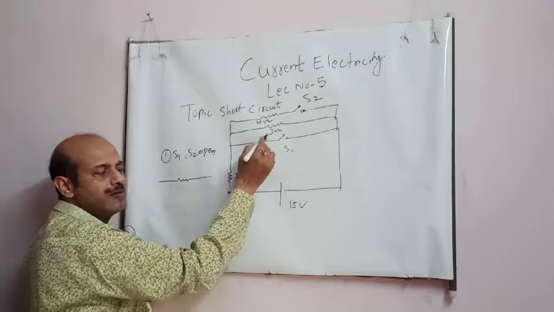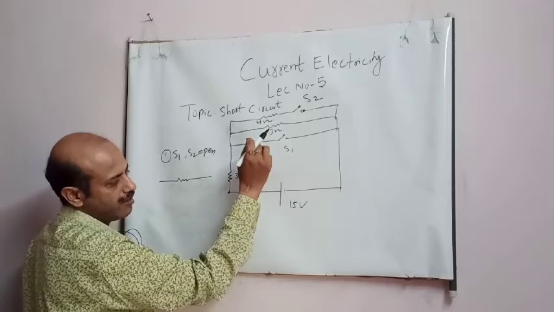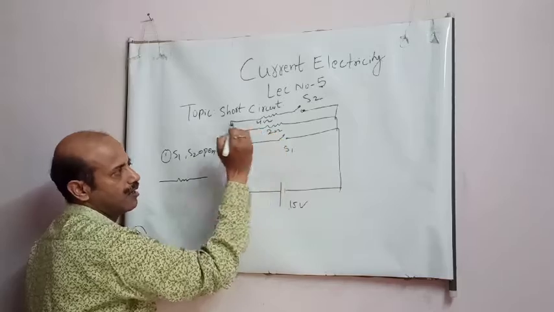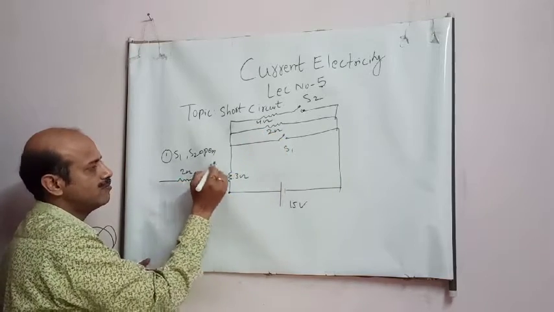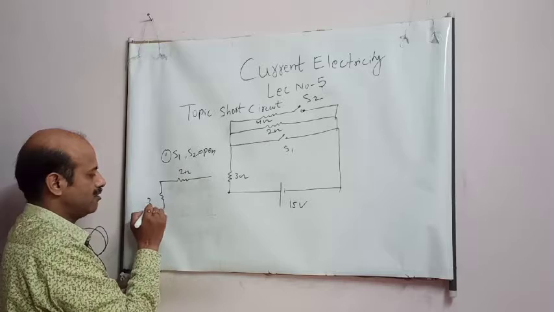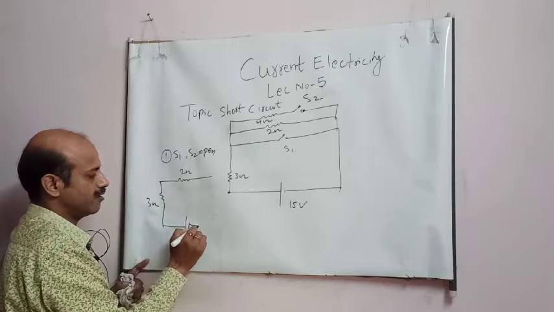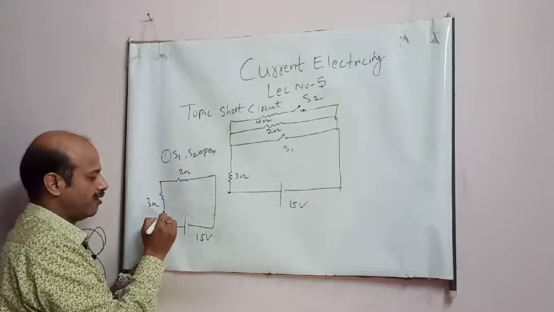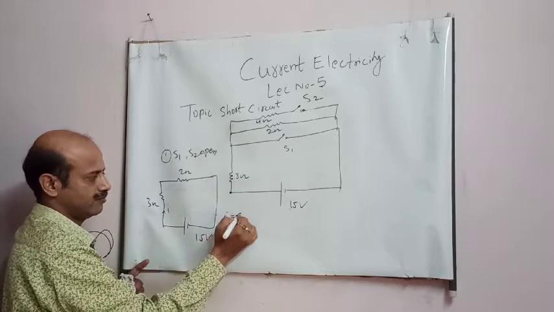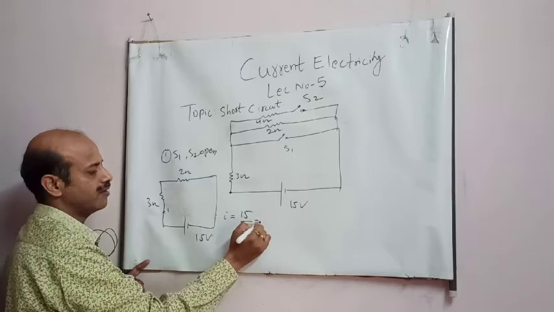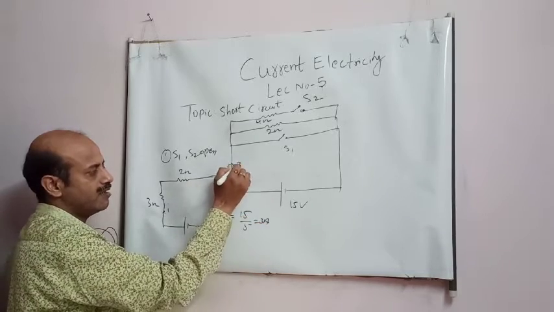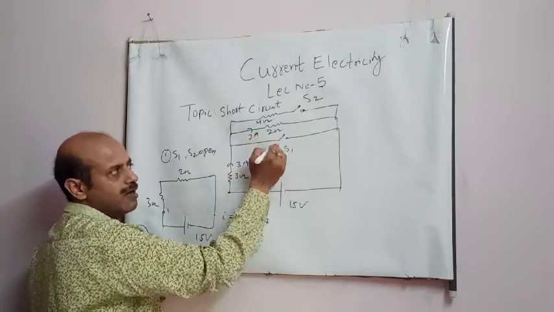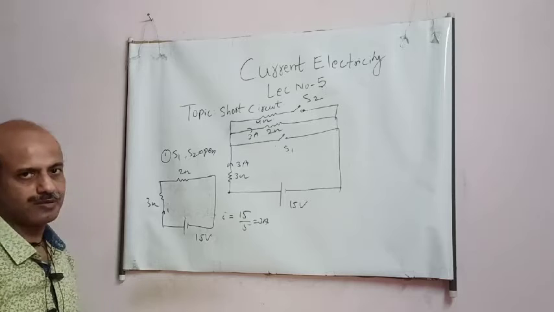Since both are 3, you may not confuse, student, so I am taking it as 2 ohm, okay? This is 2 ohm. This is 3 ohm. Now this is the circuit, student. Now you can find out the current: 15 upon 5, 3 ampere. So from here 3 ampere. Here no current will be there. It is an open circuit, student.